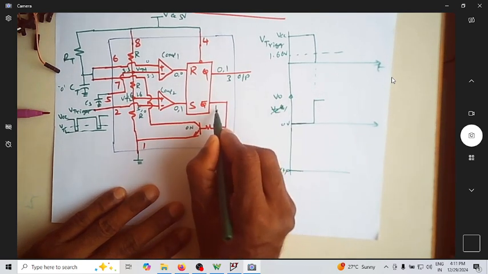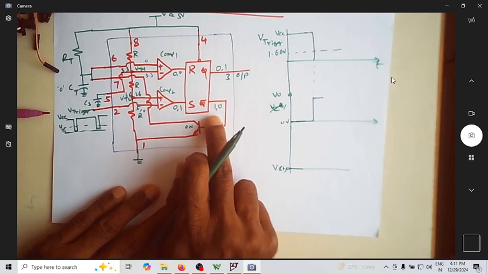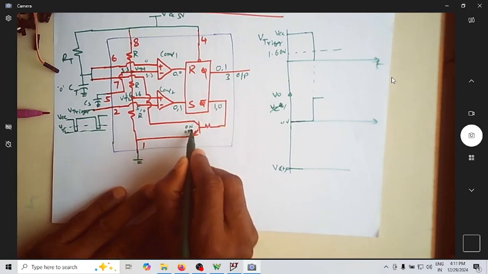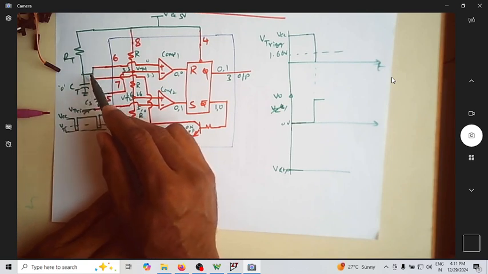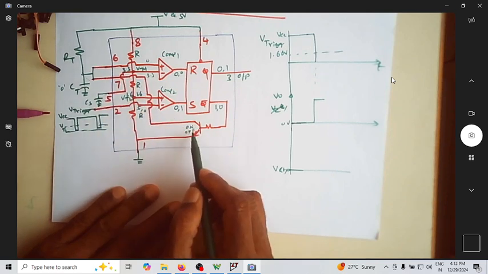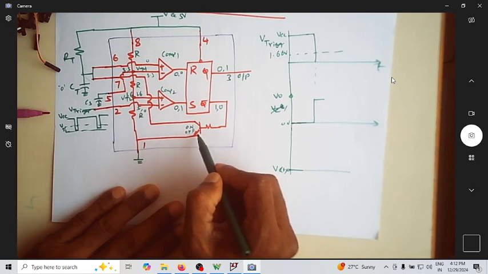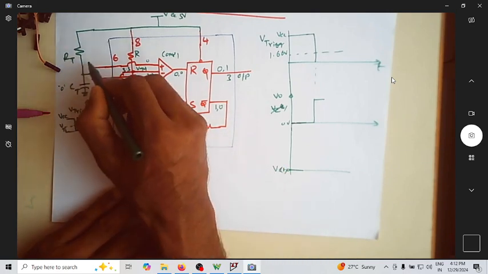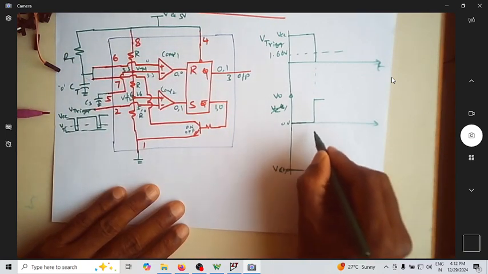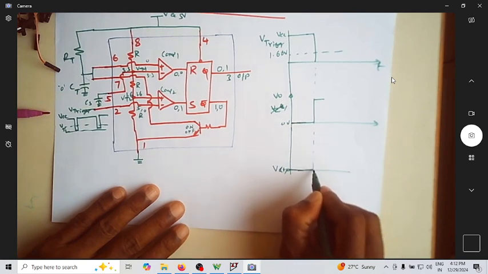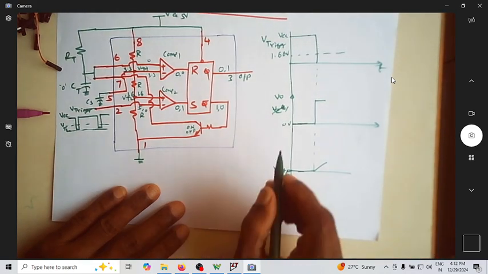When it goes to VCC, this becomes 0, because this is Q, this is Q bar. When Q bar becomes 0, this transistor is now off. When this is off, the capacitor which was earlier discharging through this transistor is not able to discharge, because this transistor is off. So what will the capacitor do now? The capacitor will now charge towards VCC through RT. You can see, from this time onwards, the capacitor started charging towards VCC.